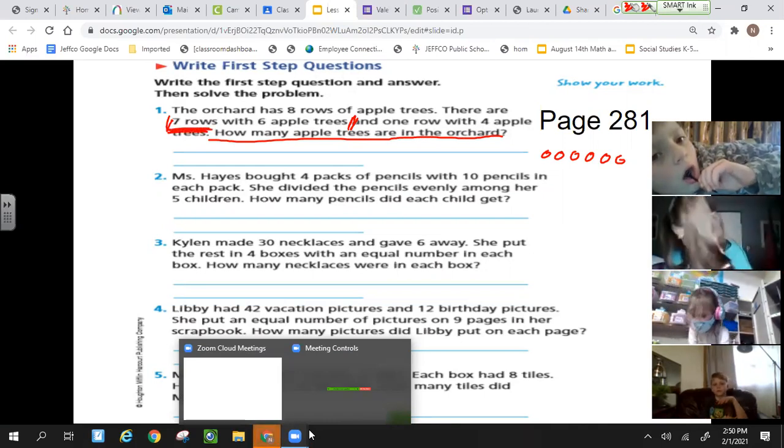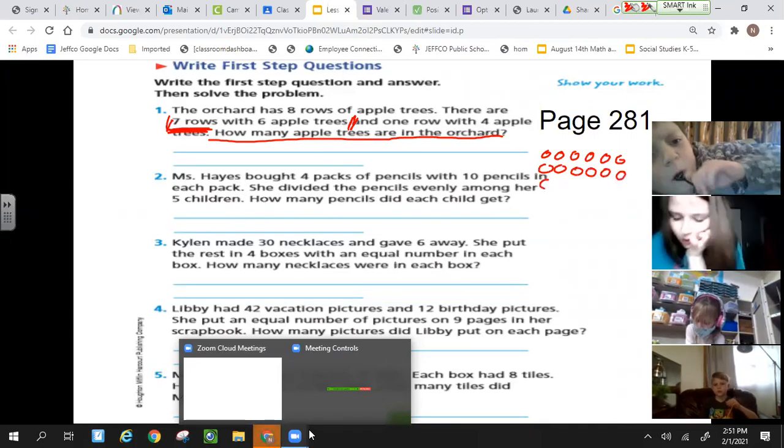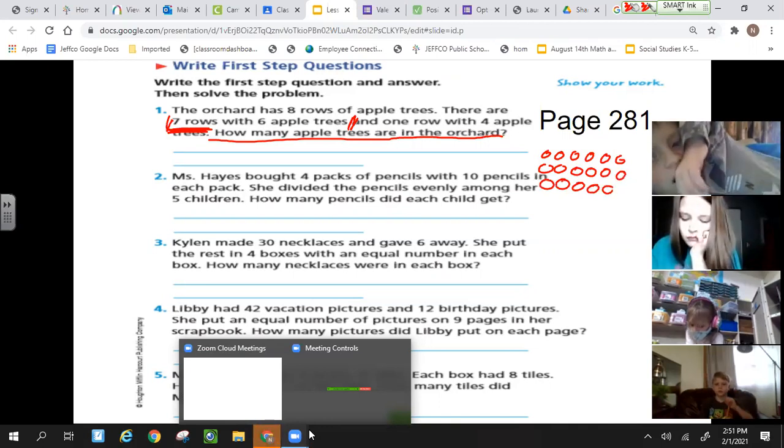Let's draw 7 rows of 6. 1, 2, 3, 4, 5, 6. 2, 2, 3, 4, 5, 6.